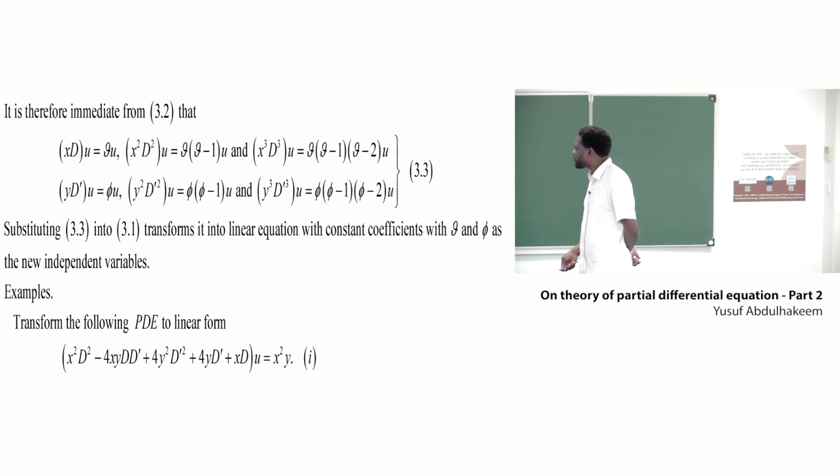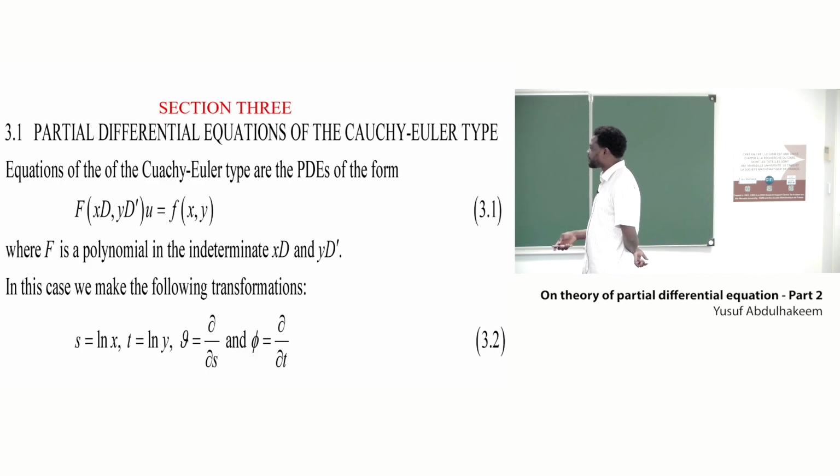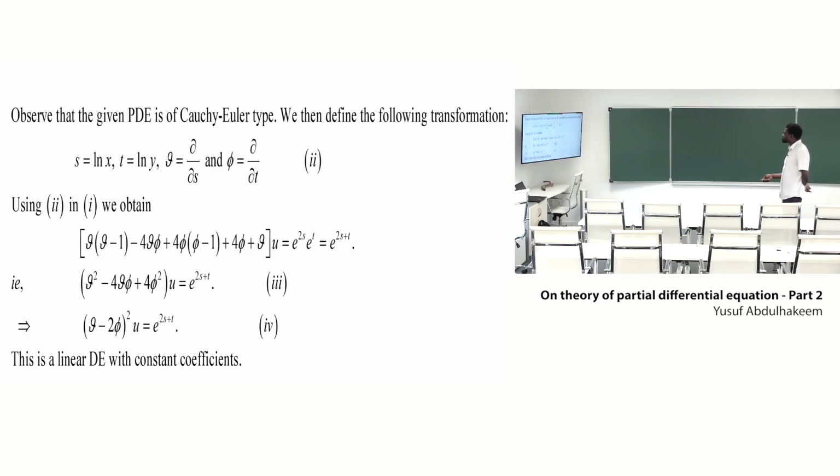And again, of course, we have said that s is going to be taken as ln x, and t is going to be taken as ln y. So by the time we substitute all that into the equation, we then observe that the PDE is of Cauchy-Euler type.